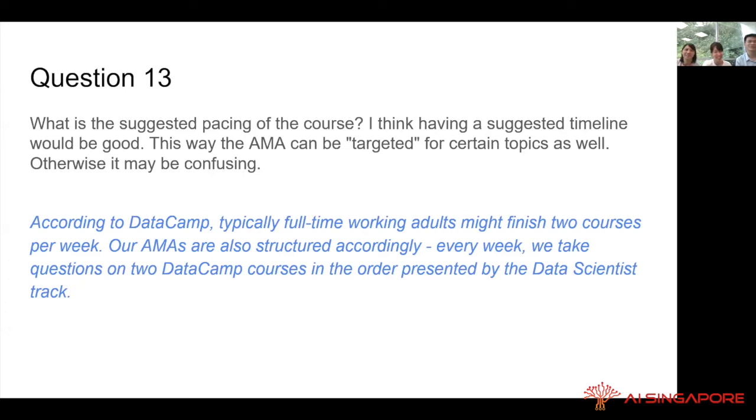DataCamp actually has many users, and even internally, they get their internal staff to take DataCamp courses as well. I know the entire sales team is on the Python for Data Science track. They are also full-time working adults, so it's a nice benchmark. They find that typical working adults can probably finish about 2 courses per week.